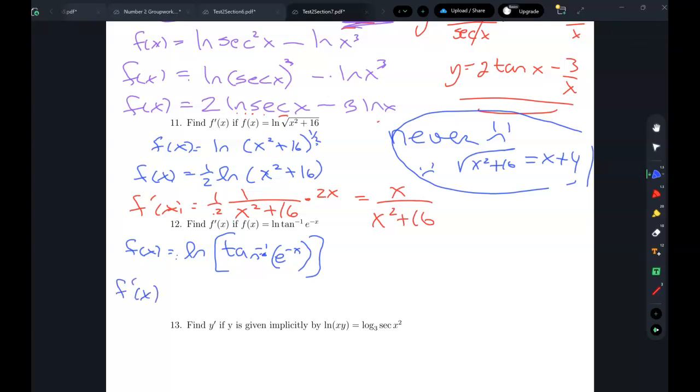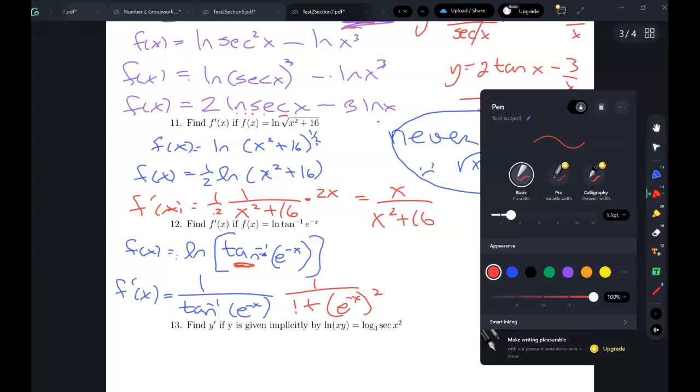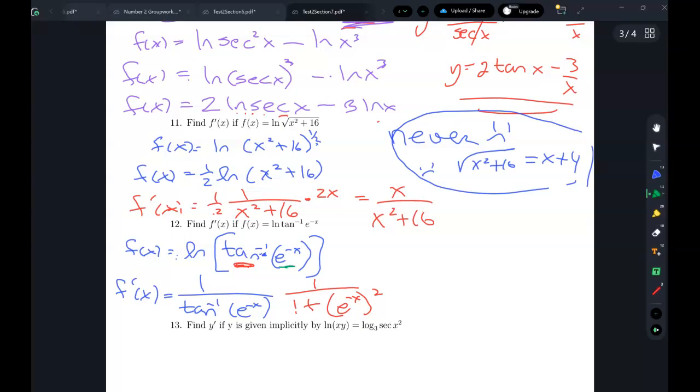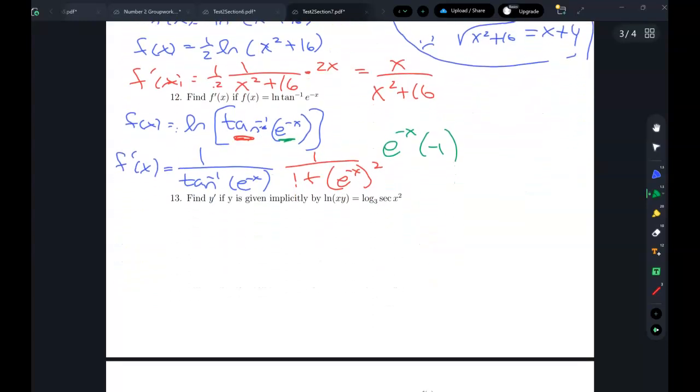So first off, we take the derivative of the ln. So that's 1 over arctangent of e to the negative x. Next, we multiply by the derivative of the arctangent. So that's 1 over 1 plus stuff squared, and the stuff is e to the negative x. Now we take the derivative of the stuff. So the derivative of e to the negative x is e to the negative x times negative 1, and that's a fine answer. Oh my goodness, the implicit comes up with the ln's also, and the logs.